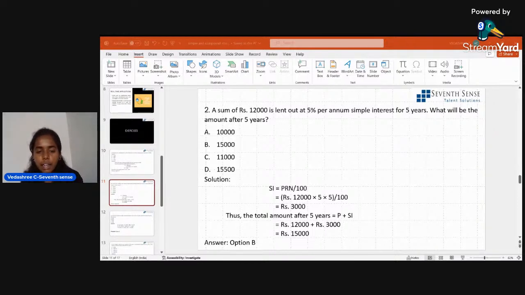Now how will you calculate? The two zeros get cancelled. So 120 into 5 into 5. You will get 3,000 as the simple interest.